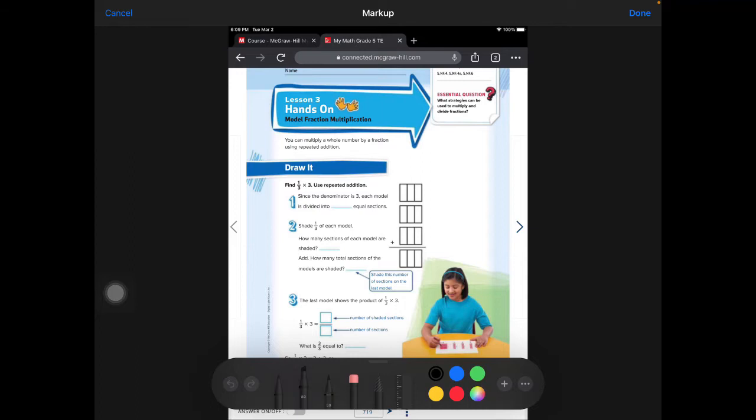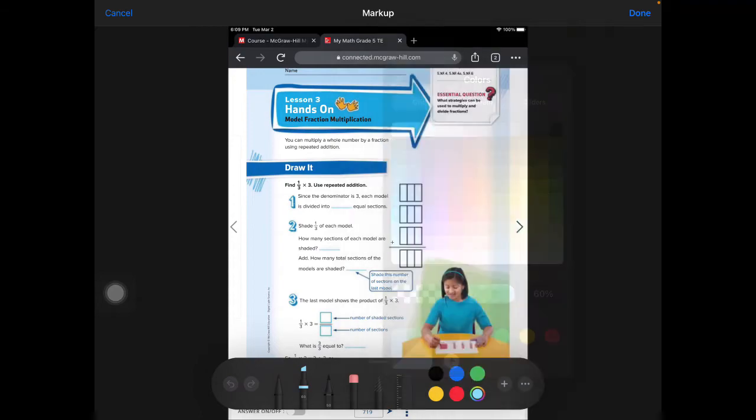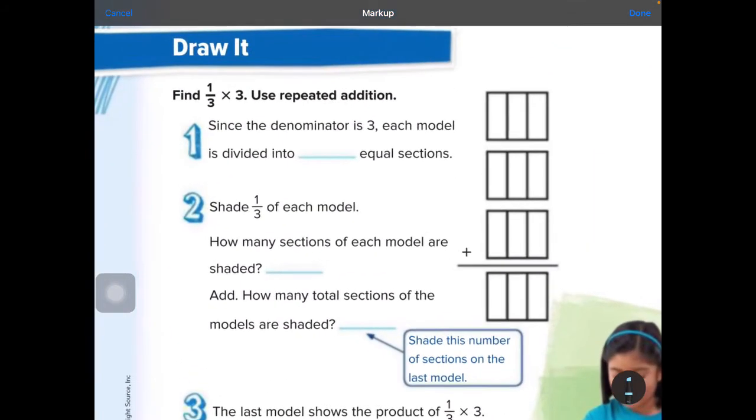Let's begin. Okay, I'm going to need to grab my little highlighter here. You can grab a highlighter if you wish, or your pencil's just fine. I like blue.